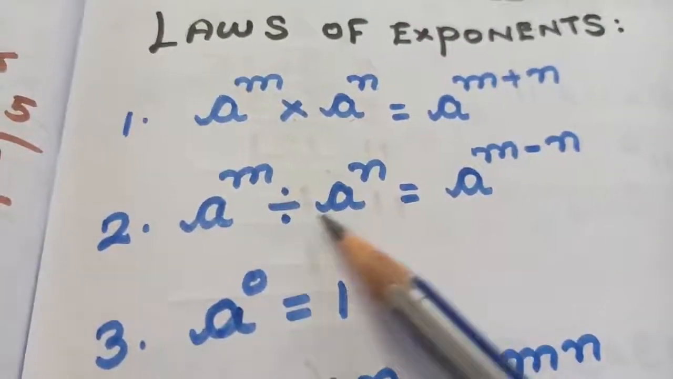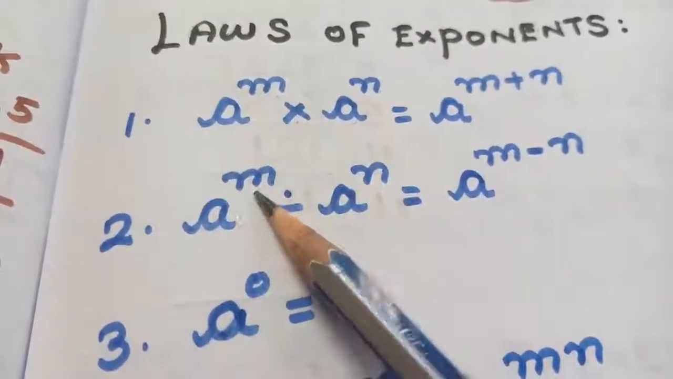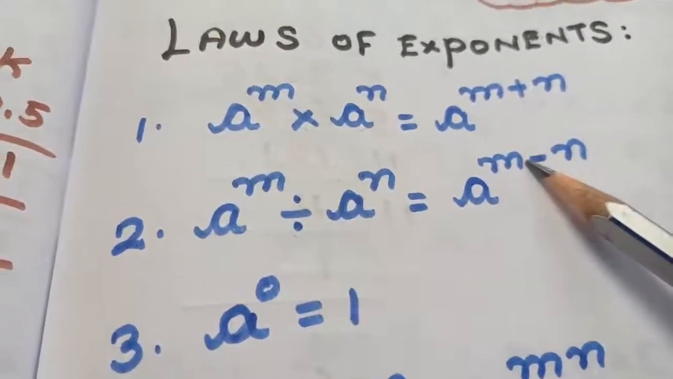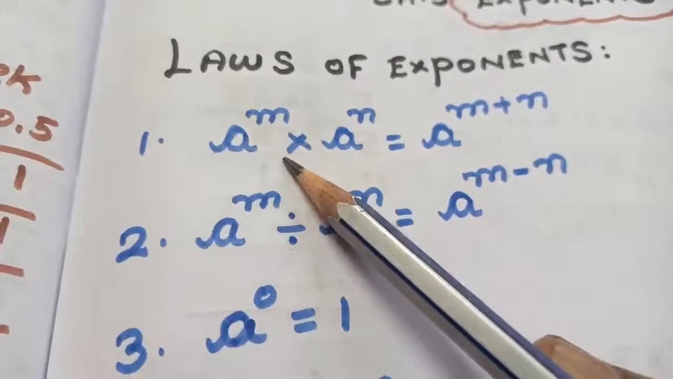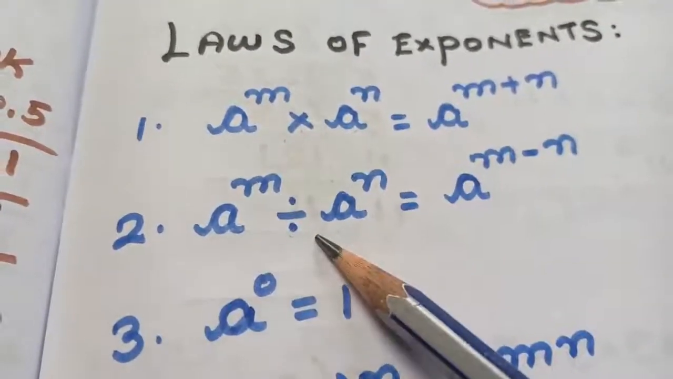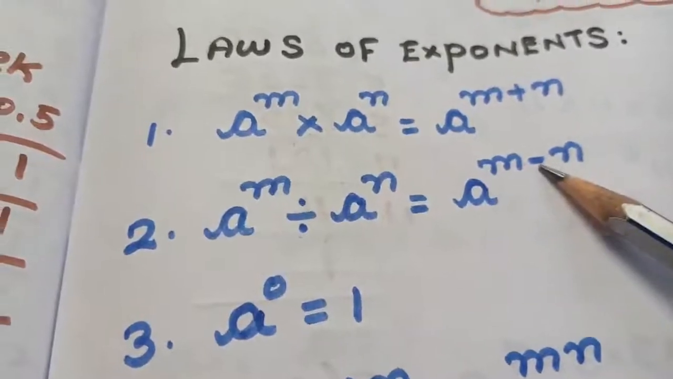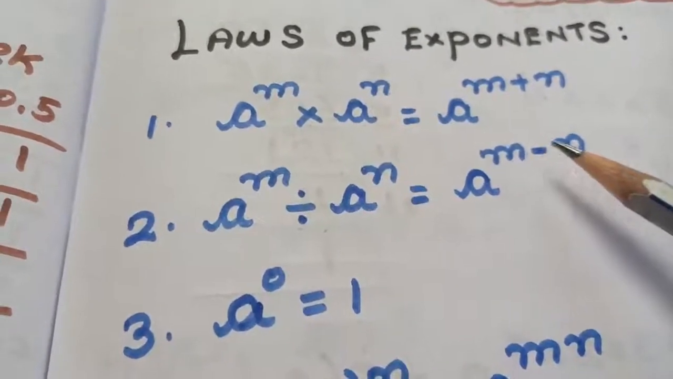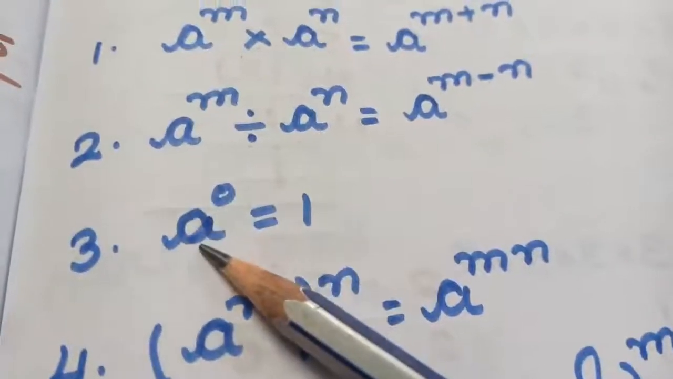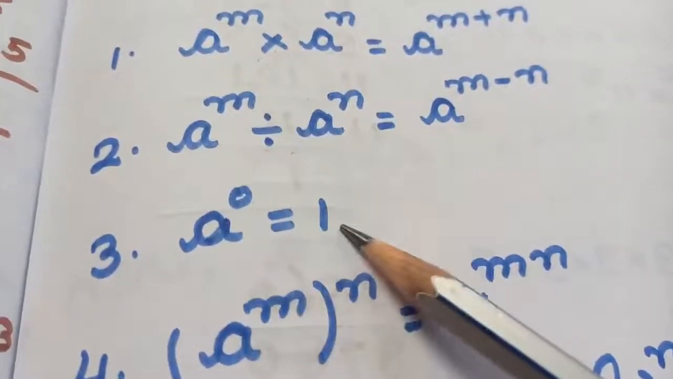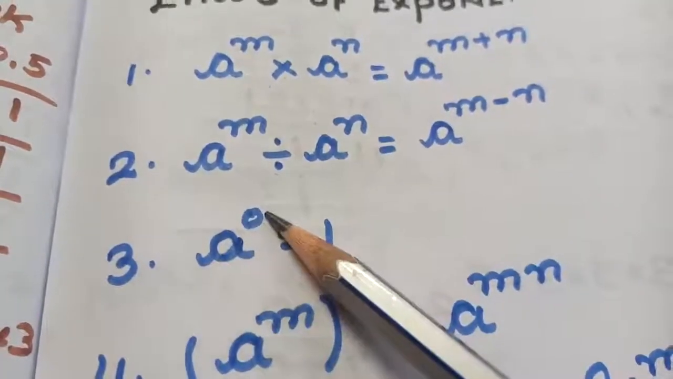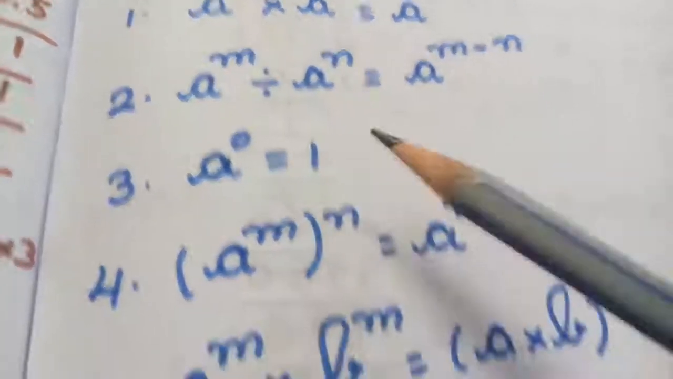Similarly, in division, base same and powers different means you are going to subtract the power. So in multiplication you are going to add the powers. In division you are going to subtract the powers. The powers are also known as index. A to the power 0. Anything to the power 0 is always equal to 1. So don't forget this one. Anything to the power 0 is always 1.